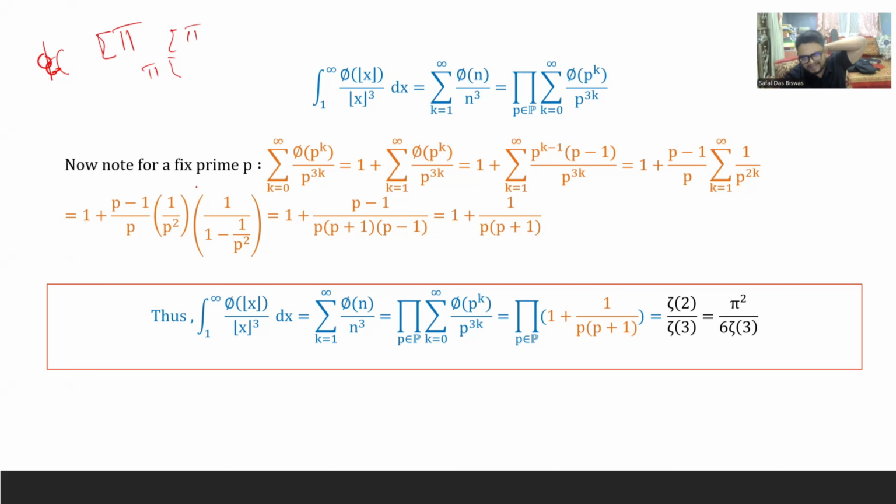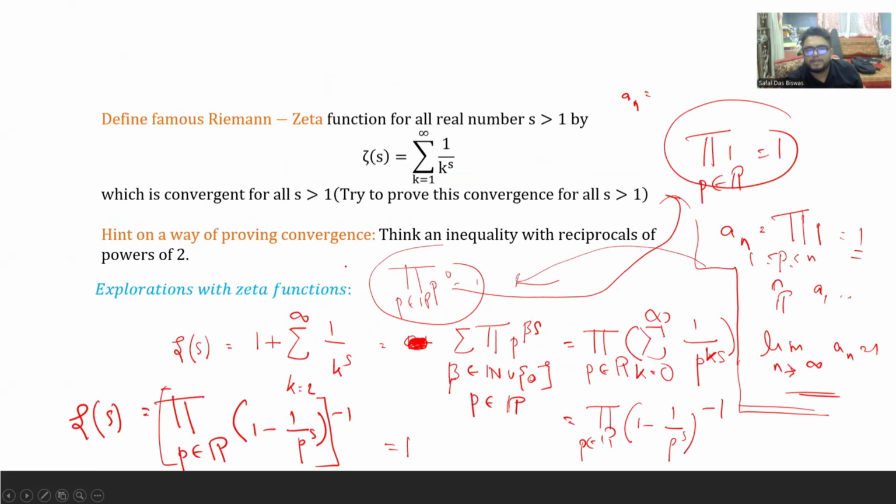So phi is multiplicative, right? We know that p to the power alpha 1, p to the power alpha 2, and so on, p to the power alpha k, is just phi of p to the power alpha 1, dot dot dot, phi of p to the power alpha k, right? So in the zeta function, if you remember, I have used this notation.